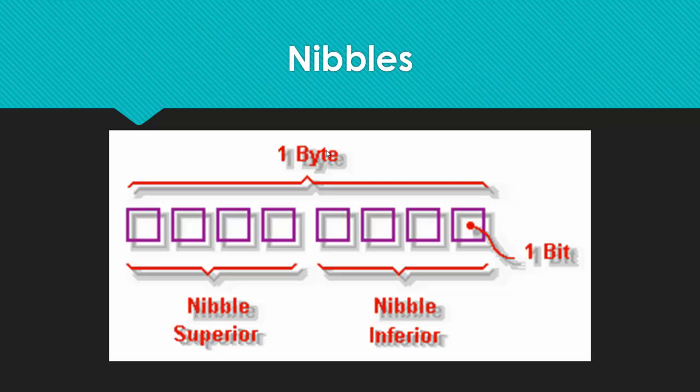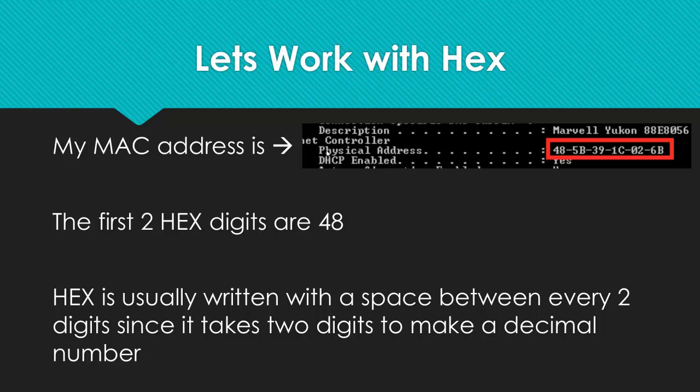So don't forget, now this shows like the nibble superior, nibble inferior. Don't worry about that. Just make sure that you understand that a nibble is 4 bits, and it takes 2 nibbles to create a byte. So my MAC address is 48 5B 39 1C 02 6B. So let's focus on the first 2 digits. So the first 2 hex digits are 4 and 8.